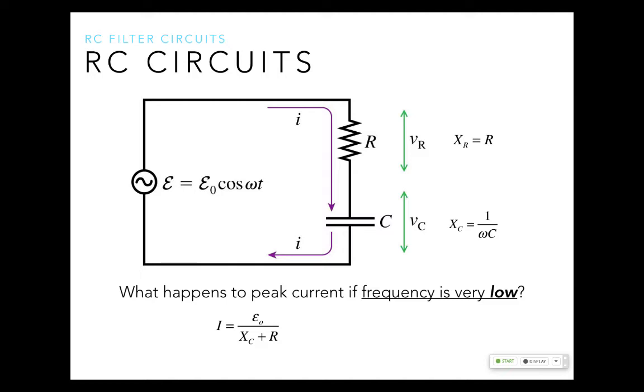So this gets smaller, this gets bigger, and if it gets really big, you can say this goes to infinity, and that becomes basically just epsilon naught over X sub C. And if this is really big, then this becomes about 0. So all of this basically stops the current, which means that when you look at the voltage, right?